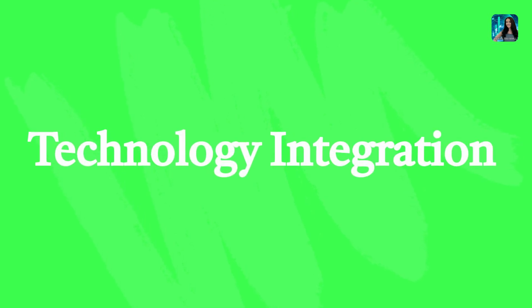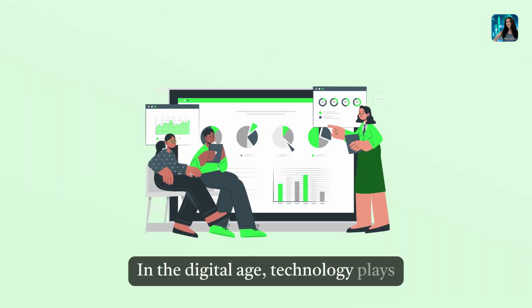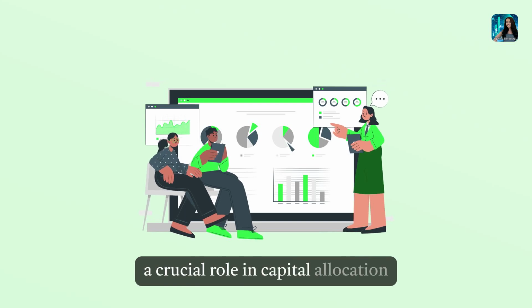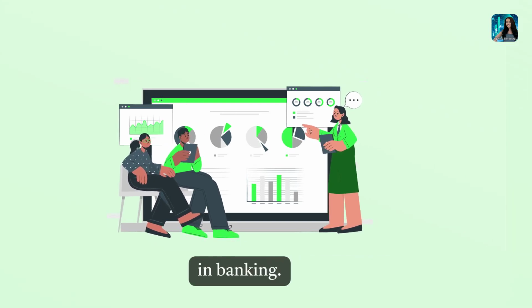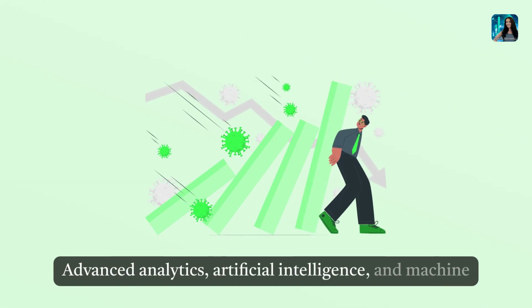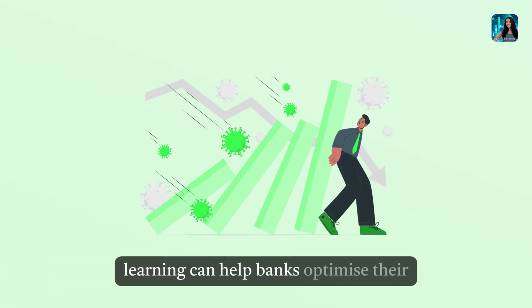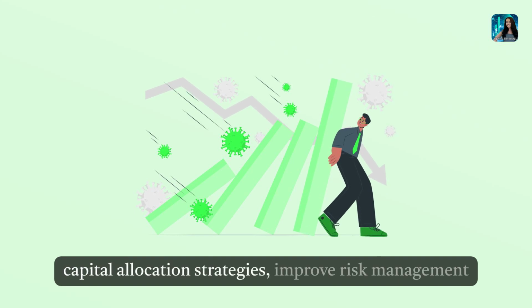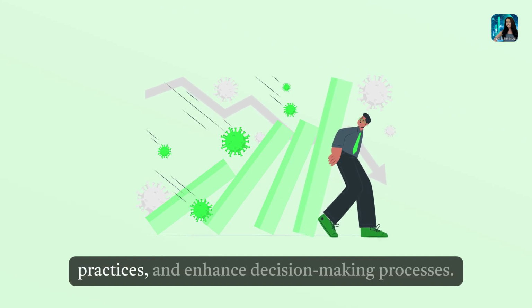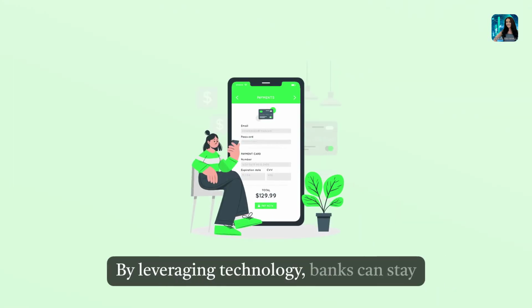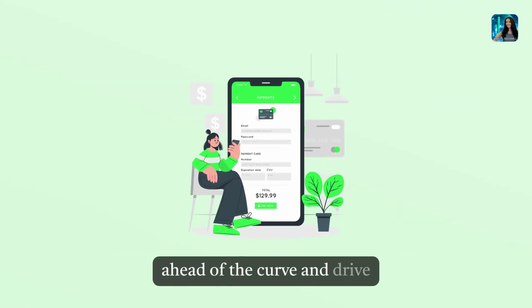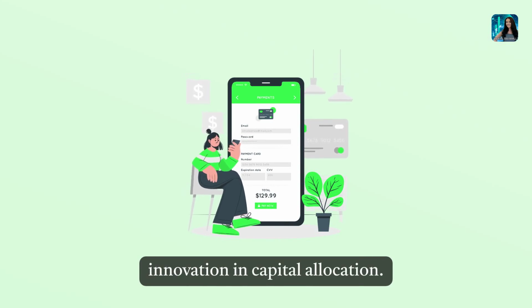Technology integration. In the digital age, technology plays a crucial role in capital allocation in banking. Advanced analytics, artificial intelligence, and machine learning can help banks optimize their capital allocation strategies, improve risk management practices, and enhance decision-making processes. By leveraging technology, banks can stay ahead of the curve and drive innovation in capital allocation.